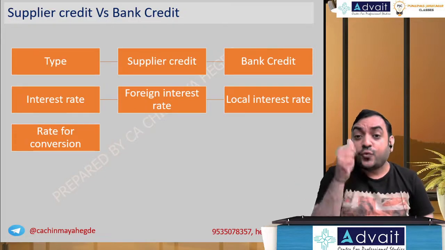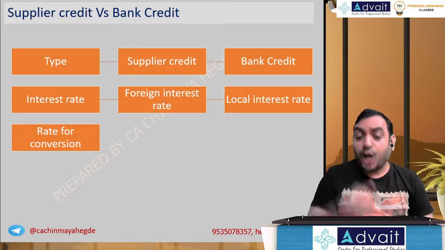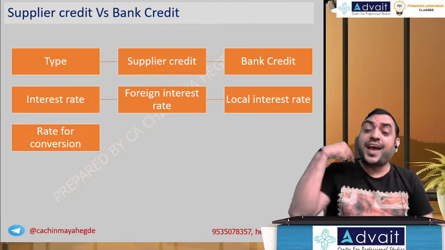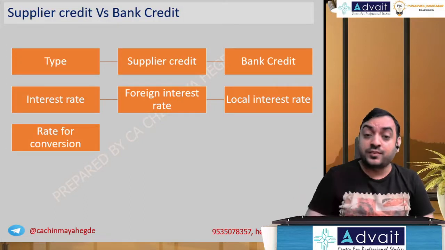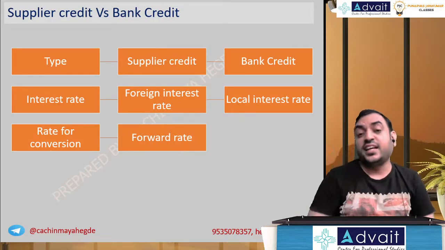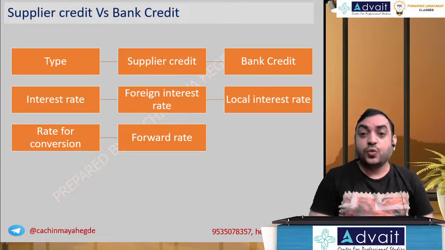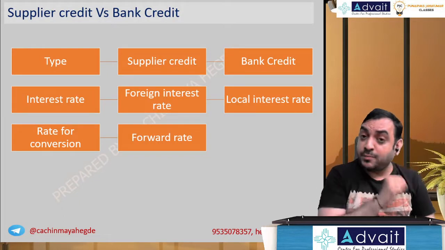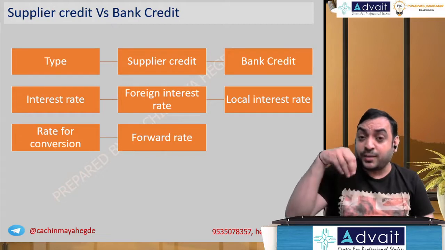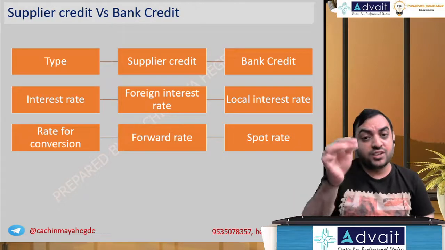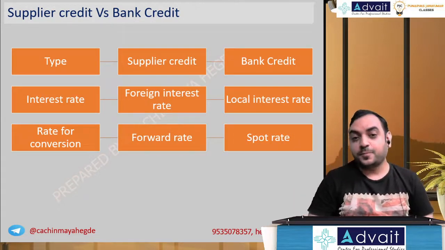Supplier credit: when are you making him the payment? Are you making him the payment immediately? No, you are going to pay after 3 months, after 4 months. So the forward rate is relevant. Now, bank credit: when are you going to make the payment to him? Immediately. That means you are making the payment today. So the conversion rate required is the spot rate.